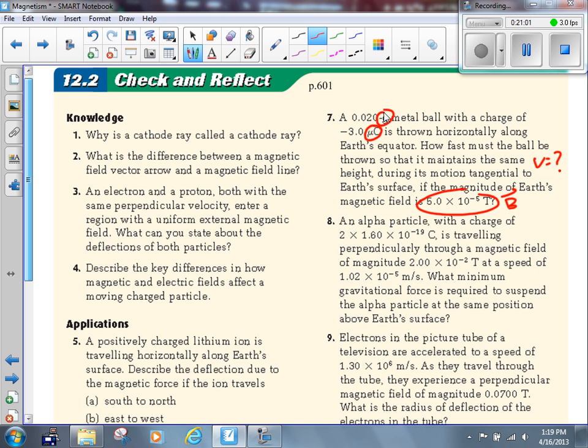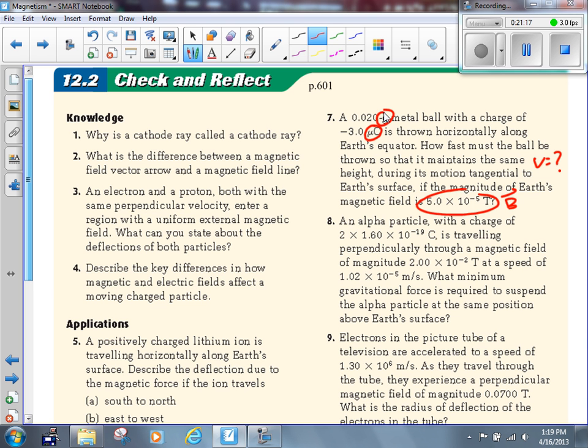If gravity is bigger than the magnetic force, this thing is going to do what? If gravity is bigger, it's going to go down. If the magnetic force is bigger, it's going to go up. But it doesn't go up or down. That tells us that those two forces must be equal to each other.